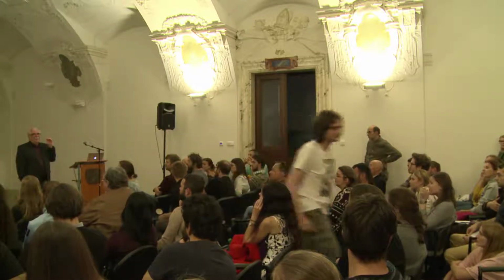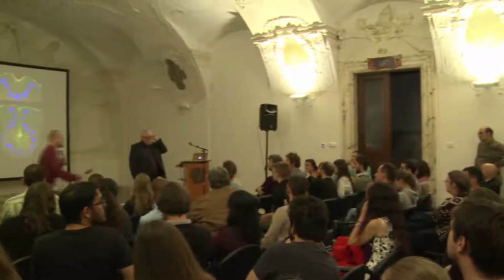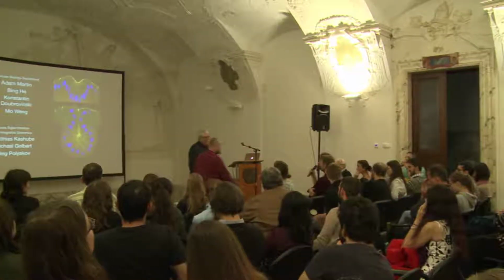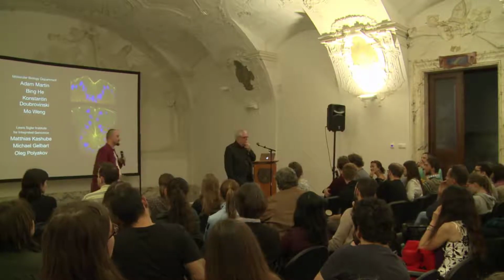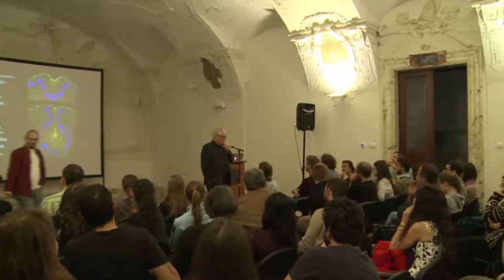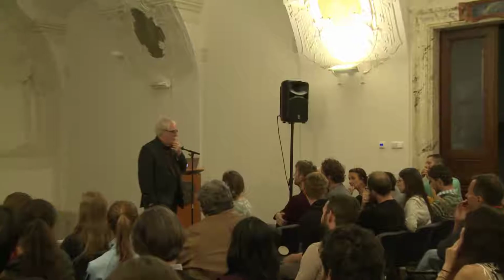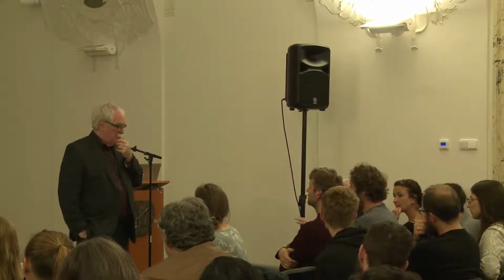So, in the first part of your talk, you proposed that the myosin distribution is sufficient to explain how the cells will move and how the shape will change. But what controls the myosin distribution?